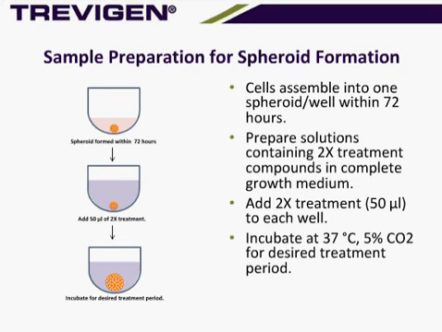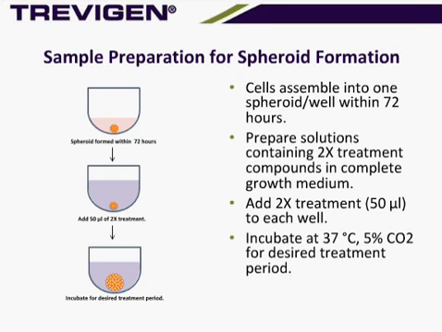Okay, and then we take these plates and insert them into the cell culture incubator for 72 hours. And over that time, the cells will assemble into spheroids. And then we'll prepare a 2x treatment, a solution containing 2x treatment compounds in complete growth media. And we use 2x because we have 50 microliters of spheroid formation ECM in the well, and we're going to add 50 microliters of treatment. So after that addition, it'll become a 1x treatment.